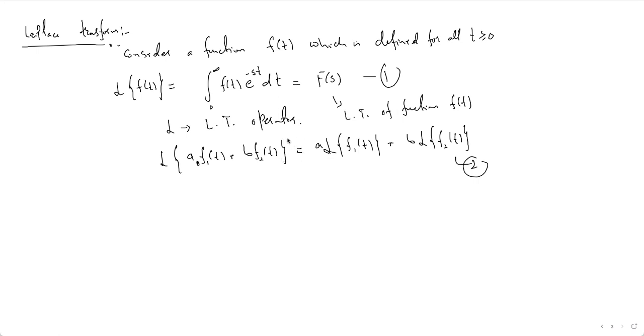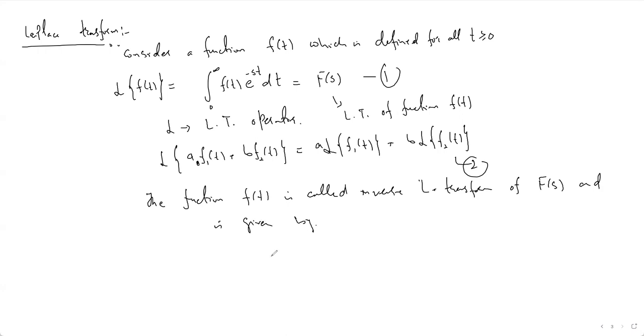Now the original function here, f of t, is called the inverse Laplace transform of f of s. That means this f of t is always given by the inverse Laplace transform of f of s. We will see how we obtain this inverse Laplace transform, and we have to do some exercises on how we can find the Laplace transform.